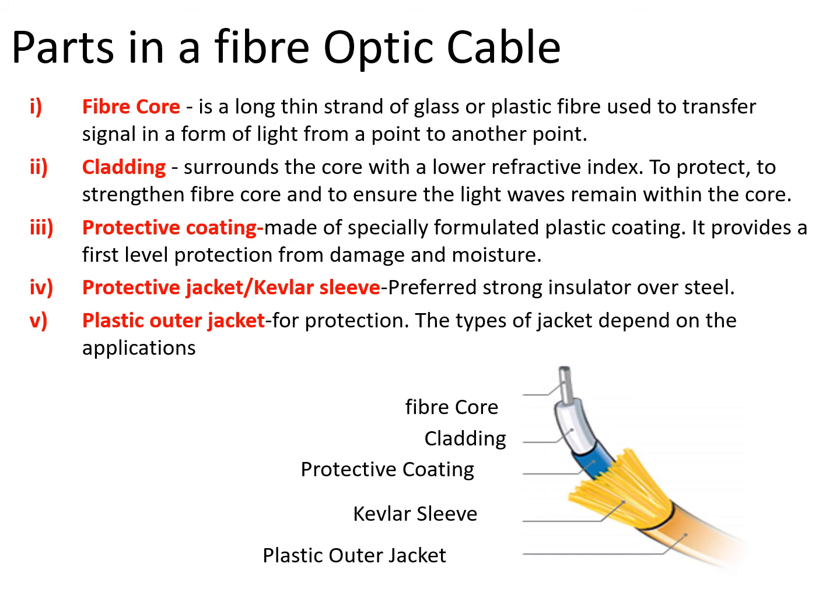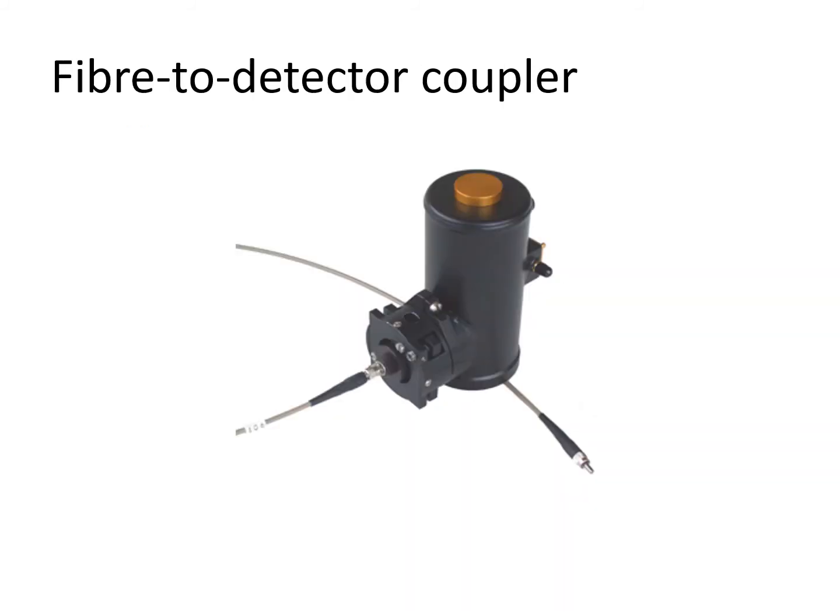The protective jacket or Kevlar sleeve is an insulator. The last one is the plastic outer jacket. This is the final protection for the whole fiber optic cable. This is an example of a fiber to detector coupler.